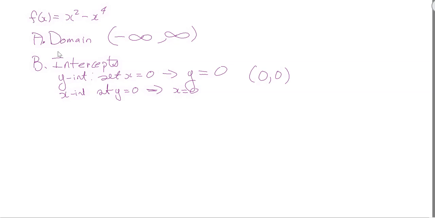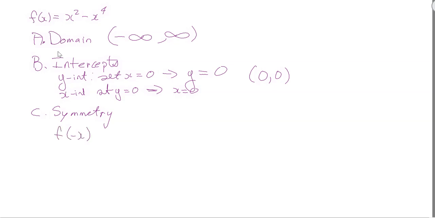Next, symmetries. How do we do symmetry? How do we spell symmetry? Oh, there are 2 N's. Symmetry. So we work out f of negative x, right? And then we see what we get.